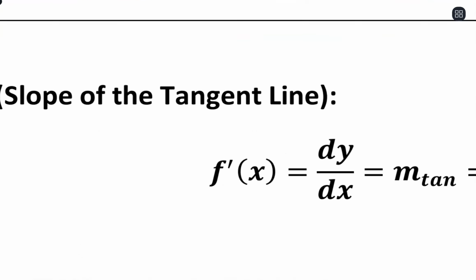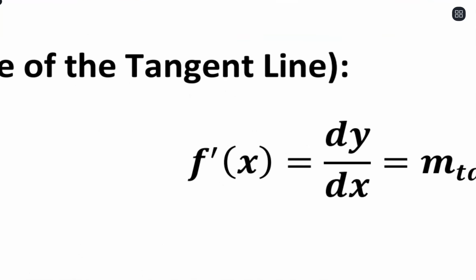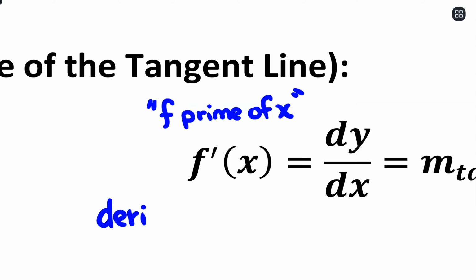So for the derivative, we use this notation. So we have f with kind of an apostrophe of x. How we read that is f prime of x. But this is describing the derivative of f of x.